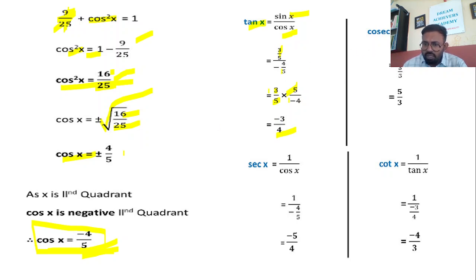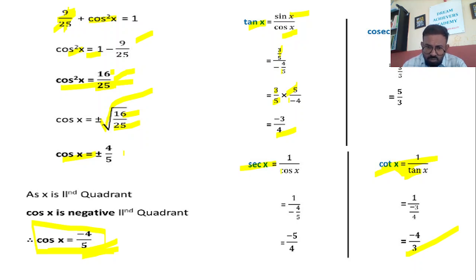Same way cot x. Cot x will be what? Reciprocal of tan x. Here I have written, you can see cot x is 1 by tan x. That is nothing but 1 by minus 3 by 4. That's why I can take the reciprocal. So it is nothing but minus 4 by 3. Okay. Next, I need to find the value of secant x.